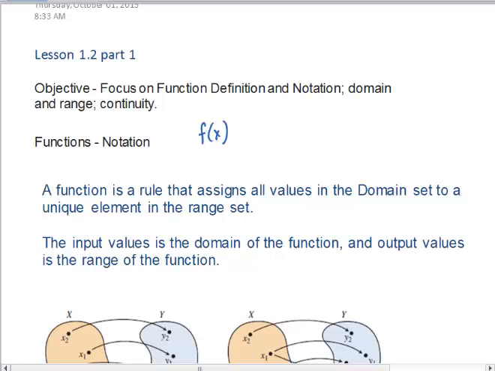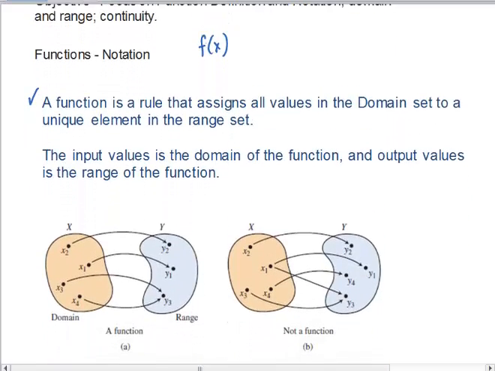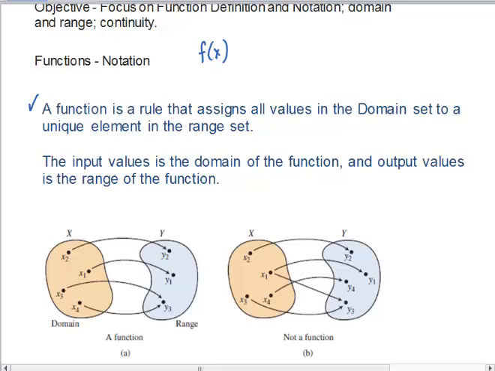a few more things. But just to give you a definition, a function is a rule that assigns all values in a domain set to unique elements in a range set. So if a picture is worth 1,000 words, you can look at this picture over here to the left, and you can see that every value of x in the domain maps to values in the range. And there could be two domain elements that map to the same range element.